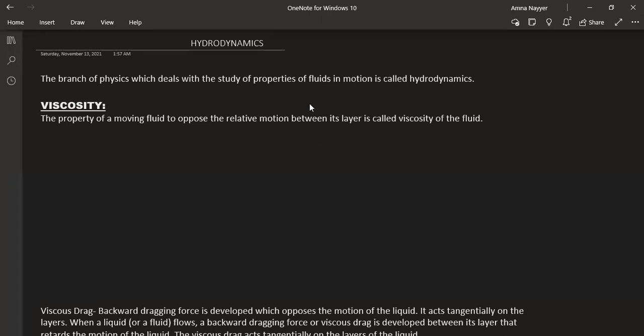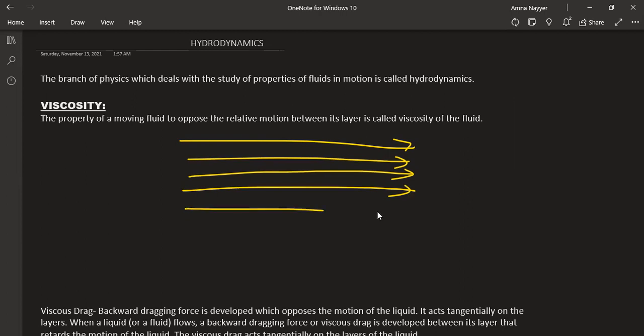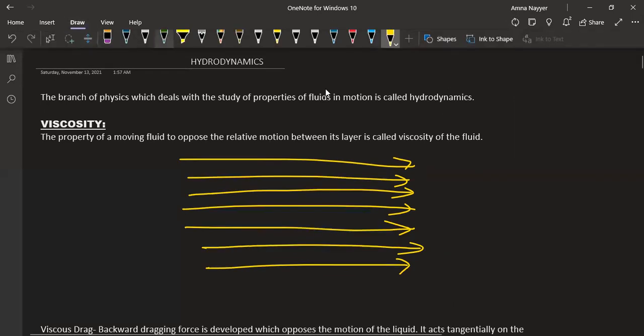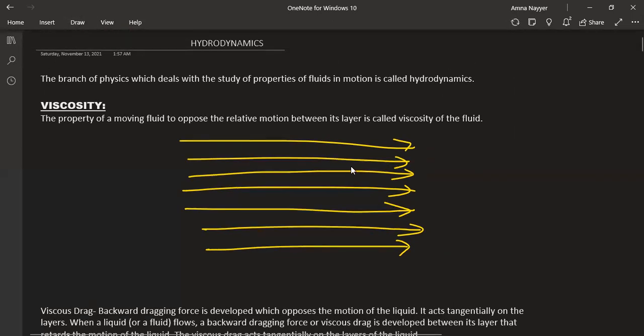So how does it oppose? See, let's say these are different layers of the fluid. What happens is that when these layers of fluid move, let's say a force is acting and the direction of their motion is in this direction. What will happen? An opposing force will act in the opposite direction to reduce their motion. So this force is known as viscous force.